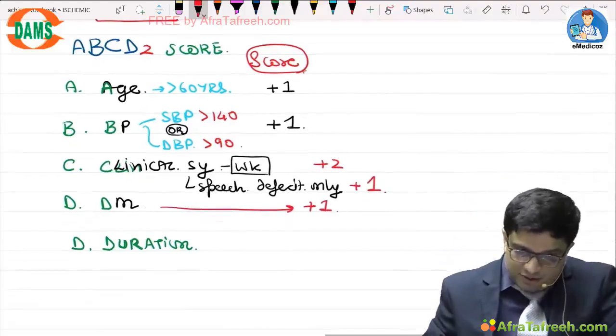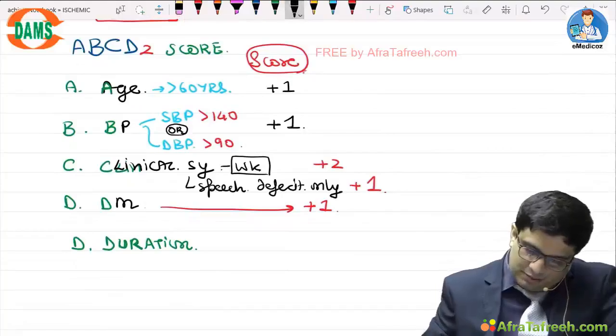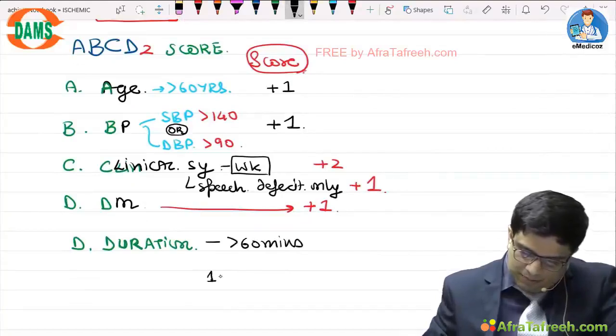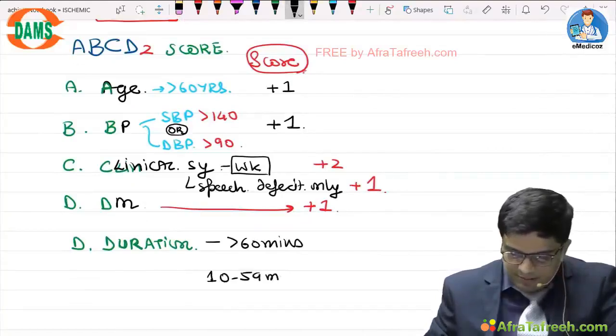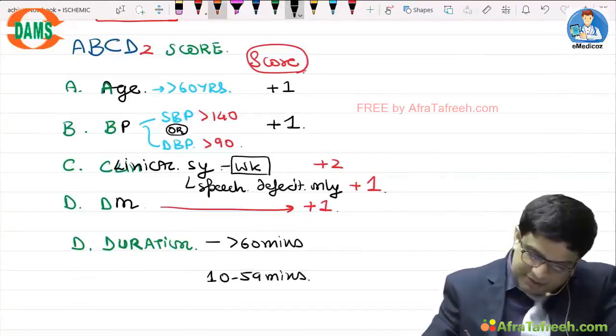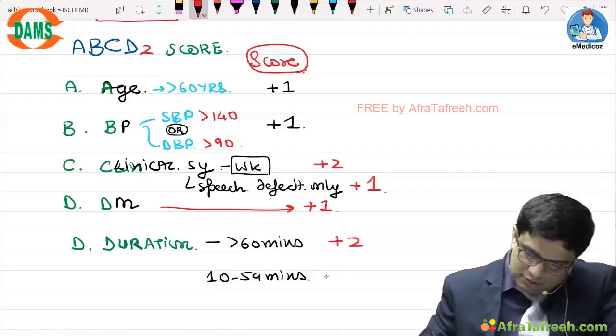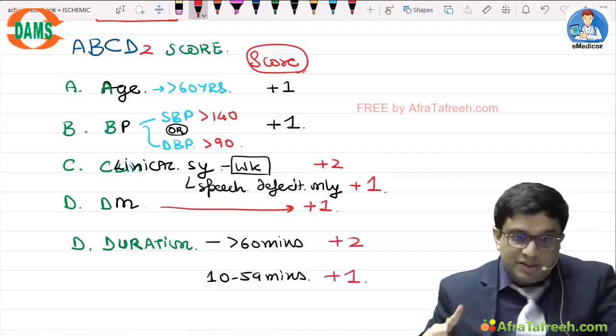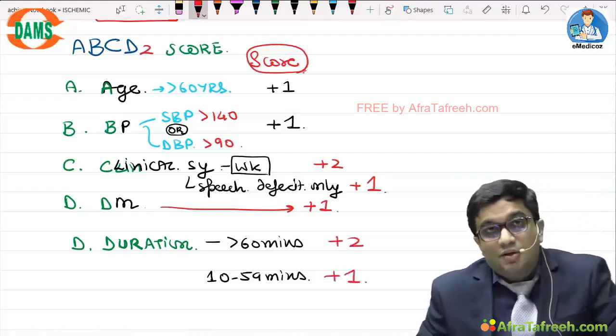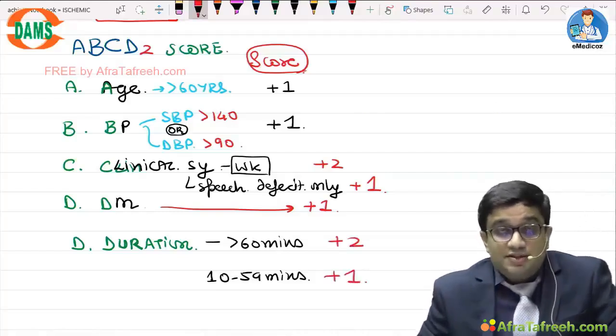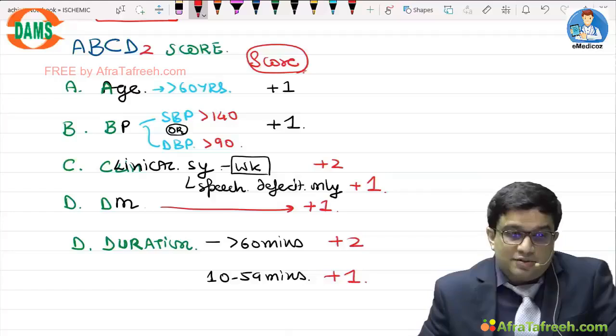If the duration of the whole thing was above 60 minutes or between 10 to 59 minutes: if it is above 60 minutes, we get a +2 score. If it is 10 to 59 minutes, we get a +1 score. So depending on the scoring, we can assess whether a patient will become a case of stroke or not.